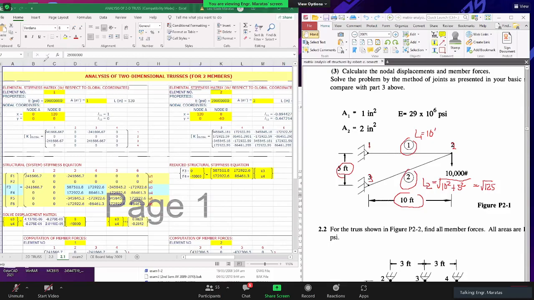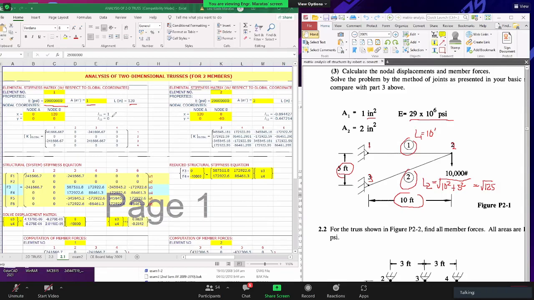Let's start with the elemental stiffness matrix with respect to the global coordinates. E is given as 29. Area 1 is 1 square inch. The length in inches is 120, because this is 10 feet. You have to be consistent with the units. Since you are using pounds per square inch, you have to express the length also in inches, not in feet. So this is 120 inches.